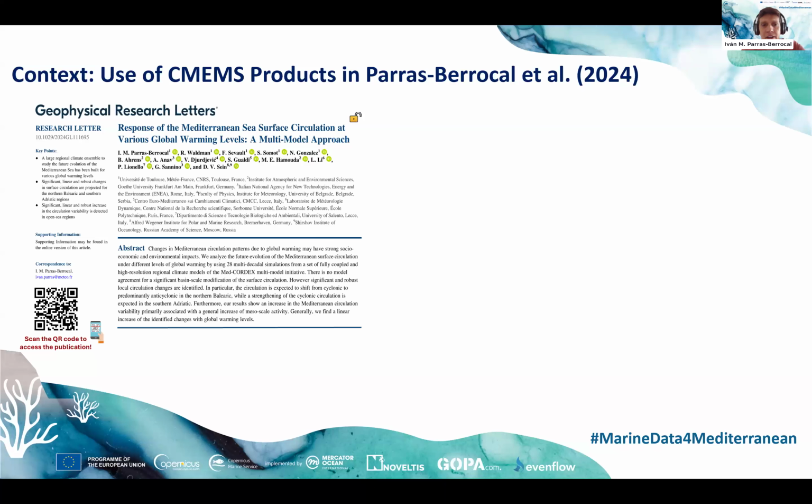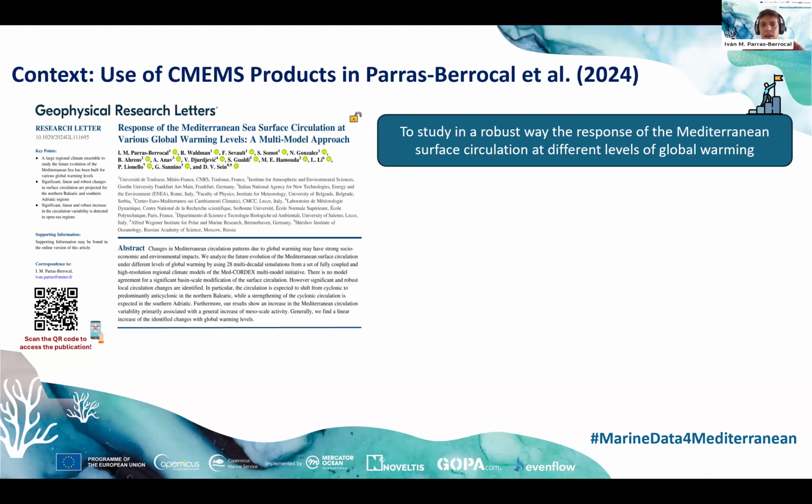That's why last year we published this paper entitled Response of the Mediterranean Surface Circulation at Various Global Warming Levels, a multimodal approach. You can find the link to the publication if you scan the QR. In this analysis, our main objective was to study in a robust way the response of the Mediterranean surface circulation at different levels of global warming.